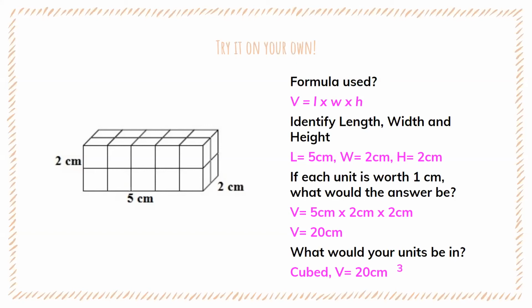So I have 5 centimeters because I'm plugging in the length. And then when I plug in the width, I have 2 centimeters. And then when I plug in the height, I also have 2 centimeters. So then when I multiply the 5 times 2 times 2 together, that gives me the volume of 20 centimeters. But again, we are not completely finished yet.